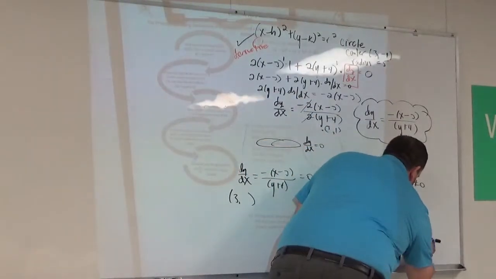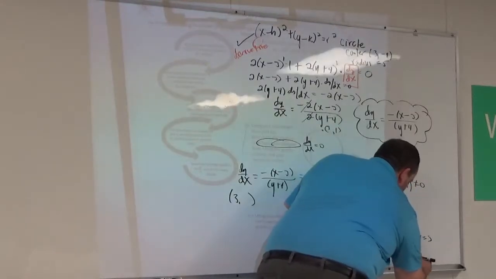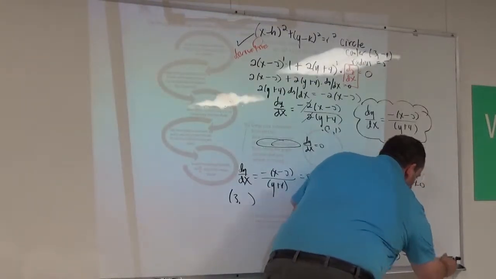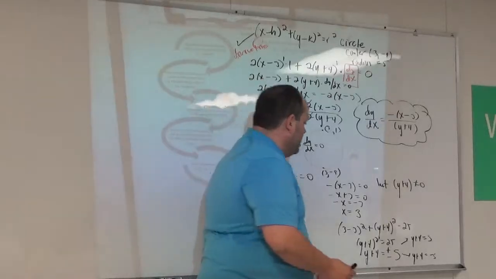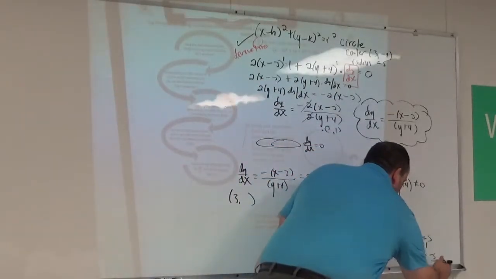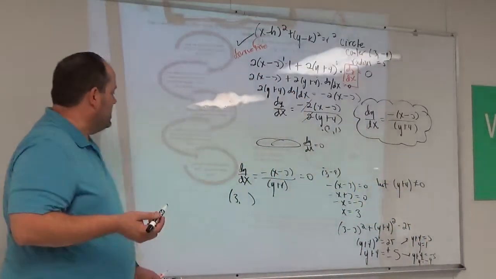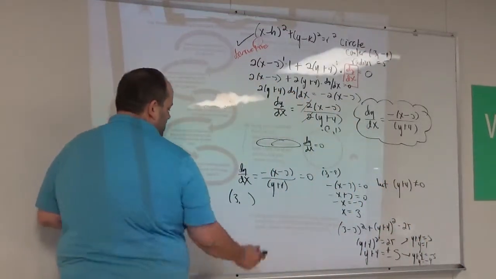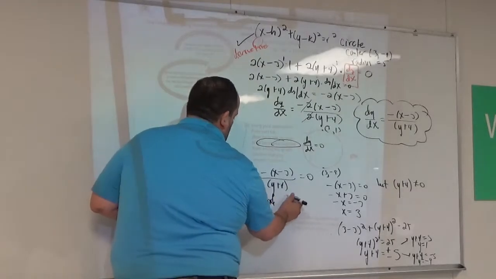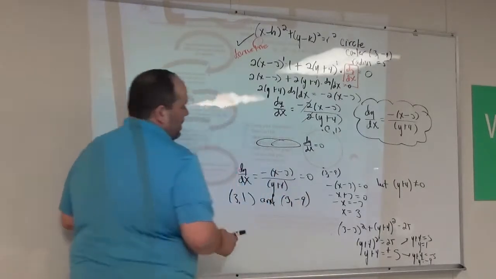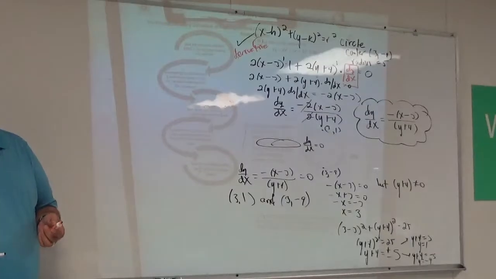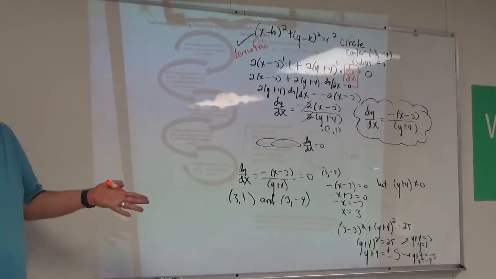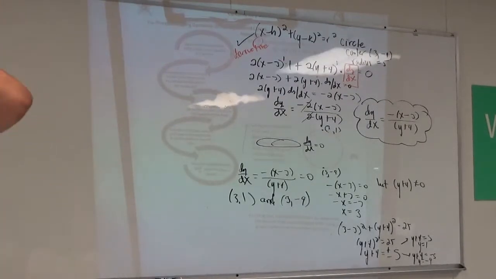So you say, that means y plus 4 equals 5, or y plus 4 is equal to negative 5. If y plus 4 is equal to 5, then y is equal to 1. If y plus 4 is equal to negative 5, y is negative 9. So your answers are (3, 1) and (3, negative 9). And guess what? Those are exactly the places where we saw the horizontal tangent lines from the graph. So it's true. I'm not lying to you.